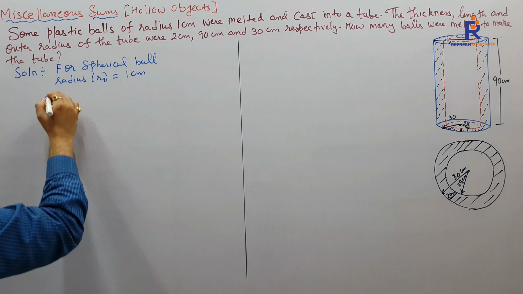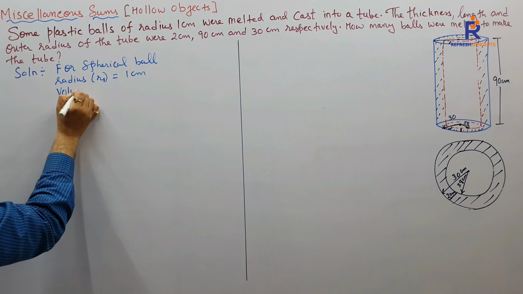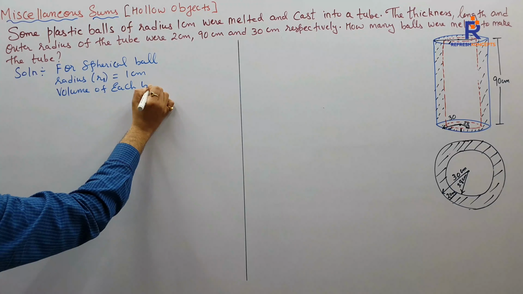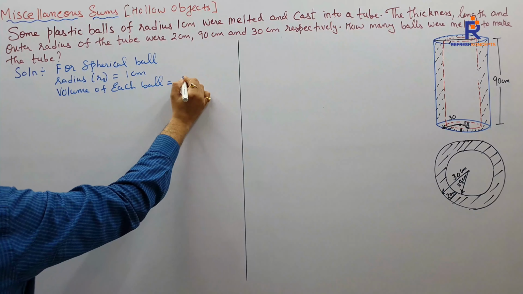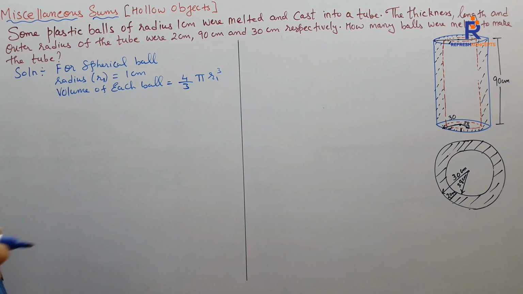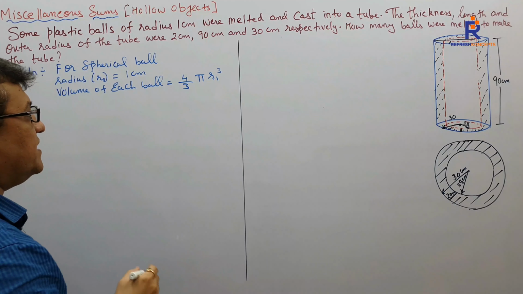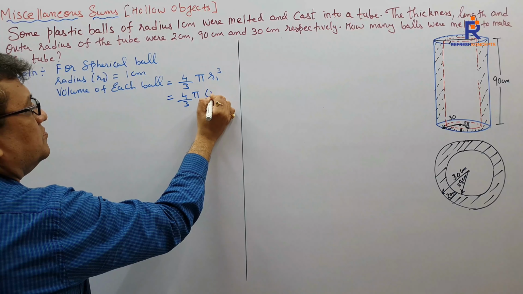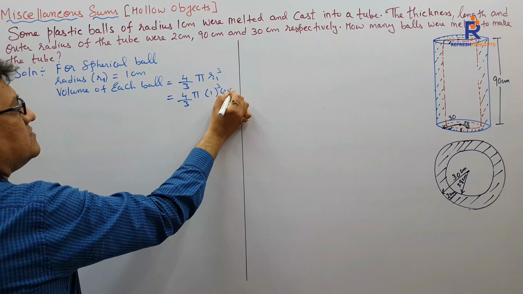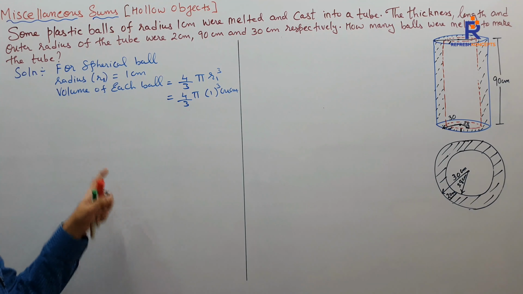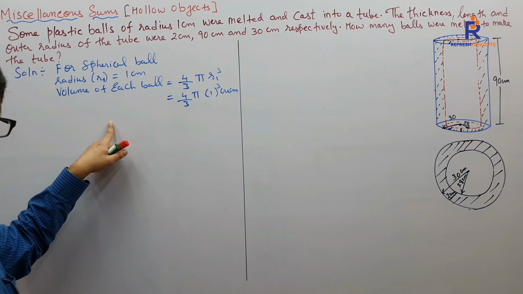So I'll just say volume of one ball. Volume of each ball is 4 by 3 pi R1 cube. Reason? Volume of sphere is 4 by 3 pi R cube. 4 by 3 pi 1 cube, cubic centimeter. Done, children? We need n number of balls. What is n? That's what our question is.